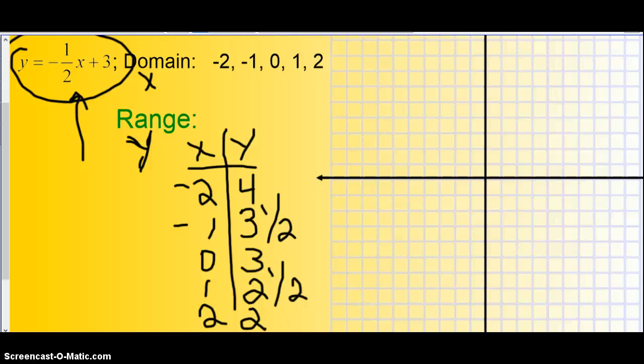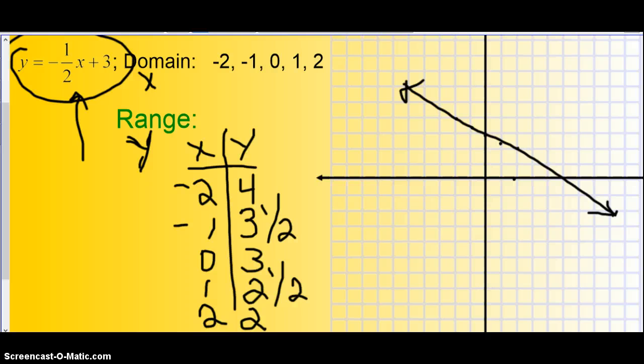So as we plot these points, we've got -2, 4, which is going to be here. We've got -1, 3 1/2, going to be about there. 0, 3, 1, and 2 1/2, and 2 right there. So when you connect this line, in a perfect world it would be straight. This gives you your line for this equation.